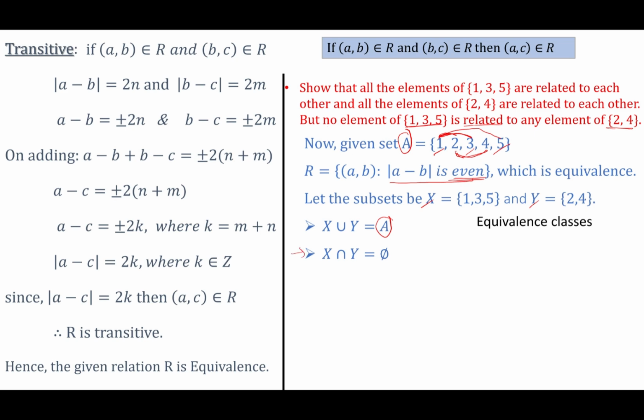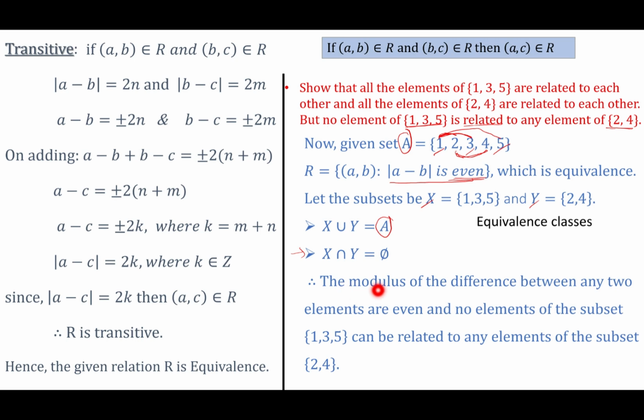Now what we have to write is this one. The modulus of the difference between any two elements is even. You can check: 1 minus 3, 1 minus 5, 3 minus 5, and 2 minus 4 are even, and no element of the subset {1, 3, 5} is related to any element of the subset {2, 4}. You can check, is there any relation between these two subsets? There is no relation. That's why X intersection Y is phi.